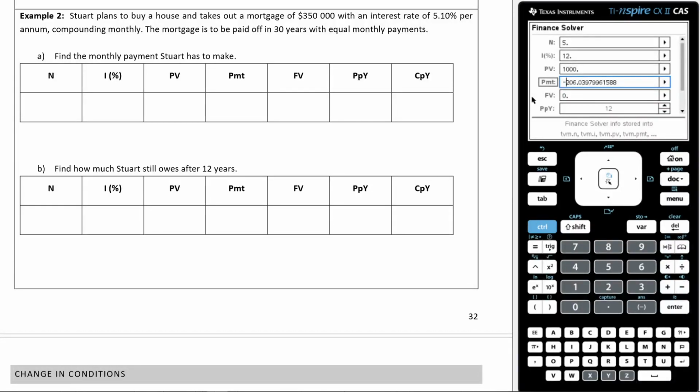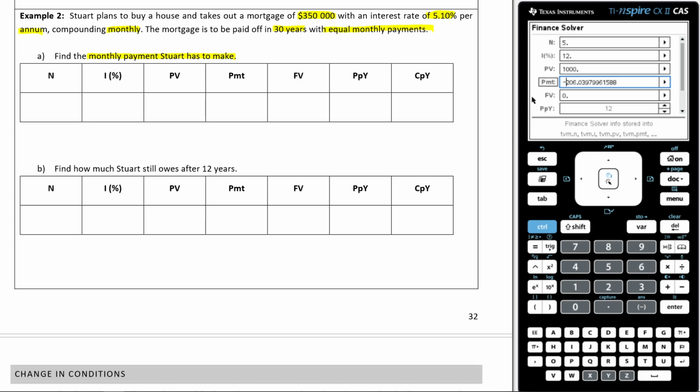All right, so the next question here, let's give it a read. It says, Stuart plans to buy a house and takes out a mortgage of $350,000 with an interest rate of 5.1% per annum compounding monthly. The mortgage is to be paid off in 30 years with equal monthly payments. A. Find the monthly payment Stuart has to make.